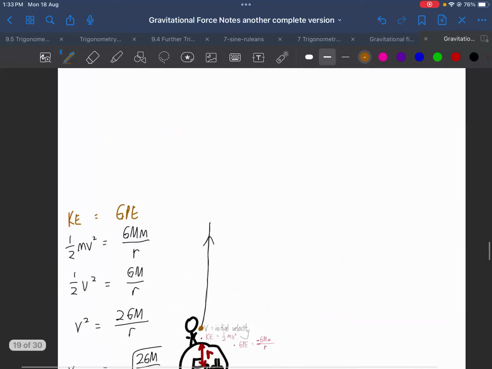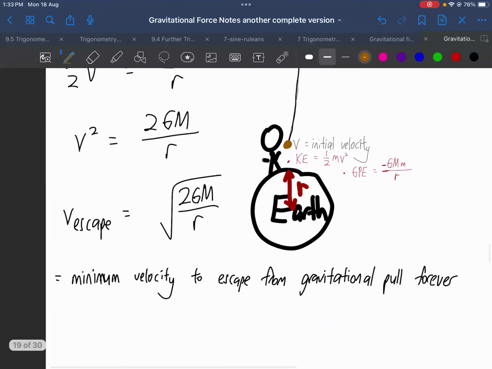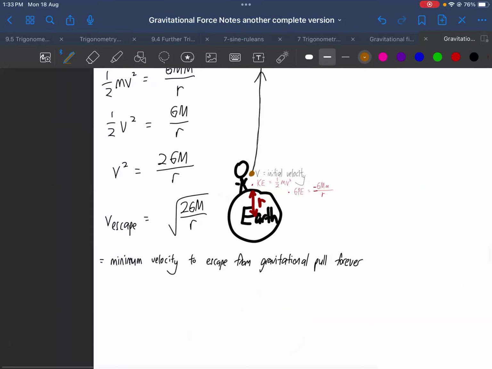And remember, your escape velocity is square root 2GM over r. That's the reason why I asked you to remember this.